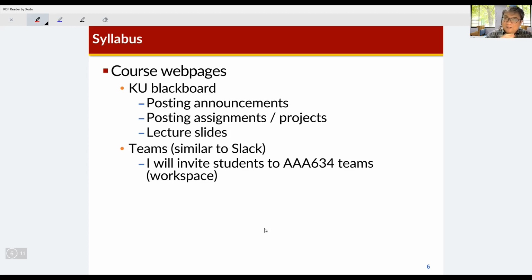So this is actually my first attempt. I'm not familiar with Teams, but I'm using Slack for HPC arrangement, and it's very good actually. So I will try to use Teams for this class management, okay?